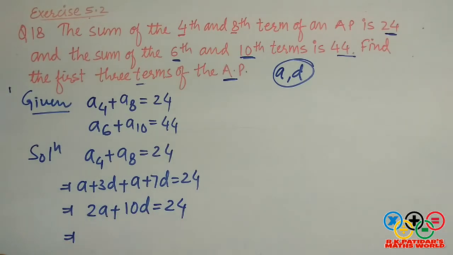The whole equation is divisible by 2. So we will divide it by 2. So A plus 10 divided by 2 is 5. 5D is equal to 12. This is the first equation.